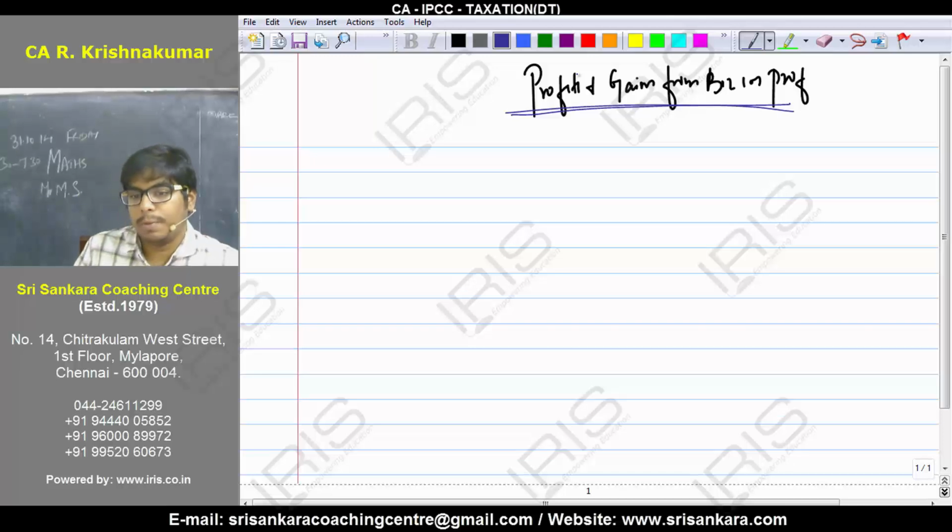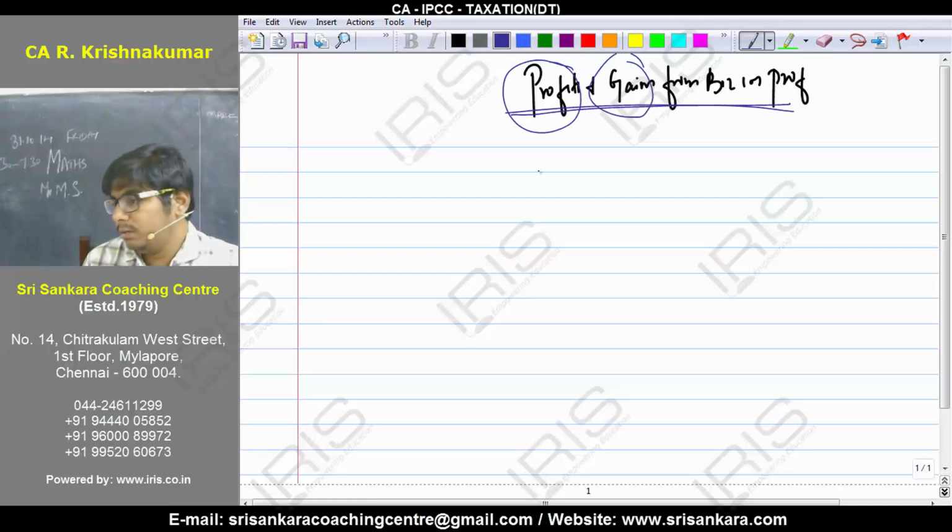In case of house property, what was taxed? The annual value was taxed. As the name suggests, profits and gains, they are not going to tax the turnover. In case of a business or profession, they are only going to tax profits and gains. The net profit as per the P&L account is the starting point in the computation of income from business or profession.